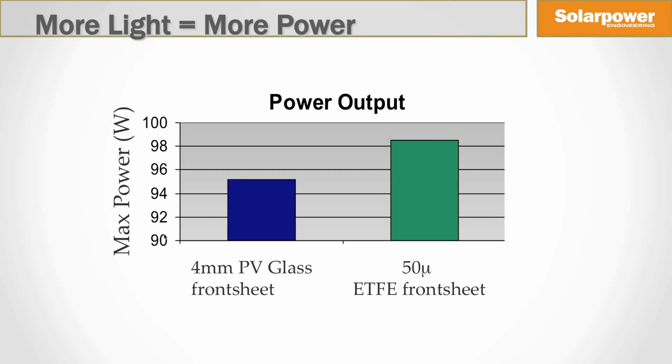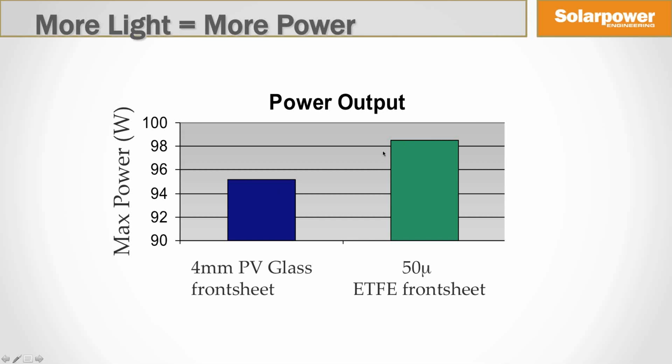As can be seen from this chart, modules that were made with the same PV cells using a higher light transmission ETFE film, roughly 2 mils or 50 microns, generated more power output compared to a module with conventional PV front glass. So here we are not measuring just the transmission, but the actual power of the module with similar cells in the module, and you can see this difference. The higher the light transmission, the more the light gain to the cells, and the more the power output of the final module.